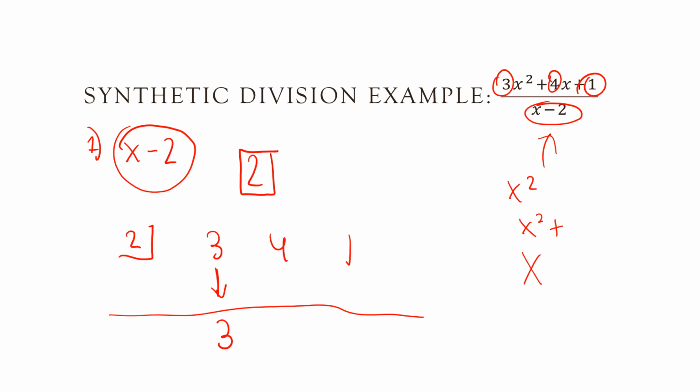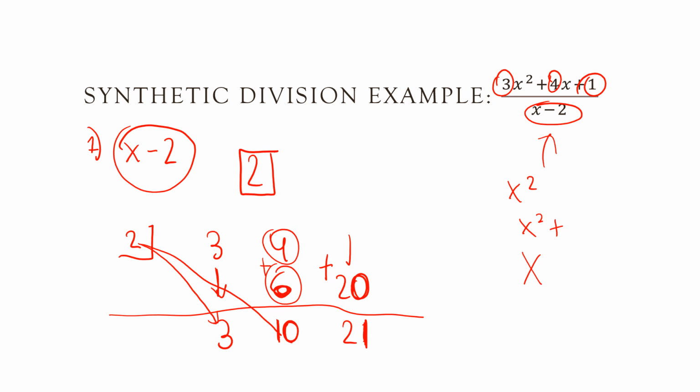Your next thing is to multiply the 2 and the 3, and what you get from that is 6. Then you write the 6 down over here, and then you add the 4 and the 6. And then when you get that, you write the 10 down there. Then you multiply the 2 and the 10, and what you get is 20. And then you add the 1 and the 20, and you get 21. And we are done.